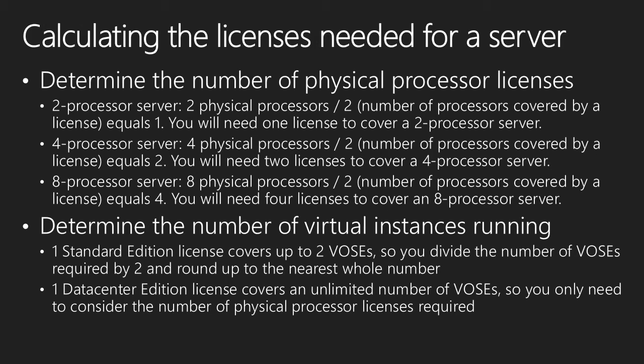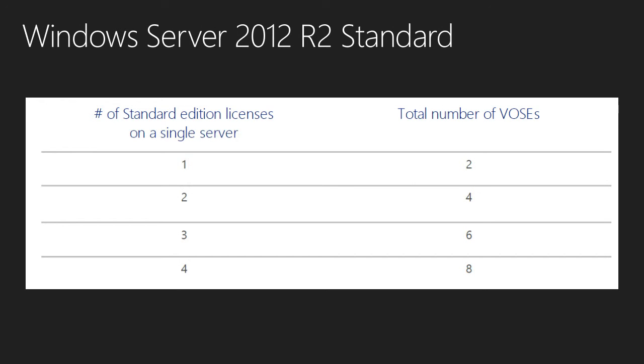Now, in the next slide, I've just got a couple of examples here around Windows Server 2012 R2 Standard. And this is just sort of supporting what we saw in the previous slide. So we can see here the number of standard edition licenses on a single server. We effectively multiply it by 2, and that gives us the number of virtual operating system environments that are supported here. So you can see that it's a linear increase from 2 to 4 to 6 to 8. We are just basically adding 2 per license.